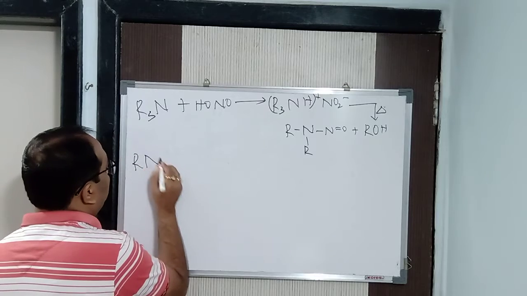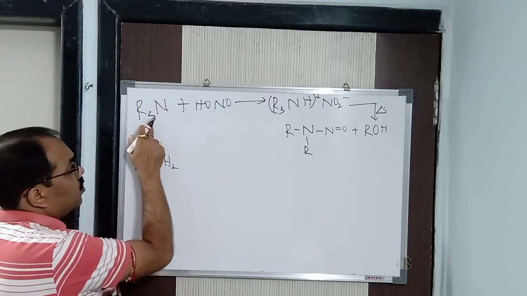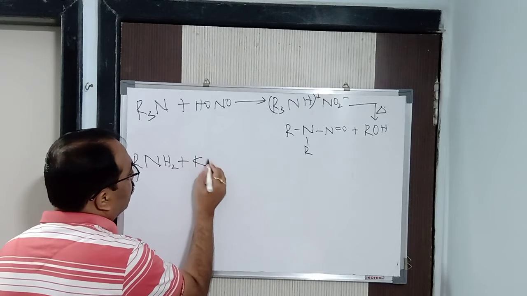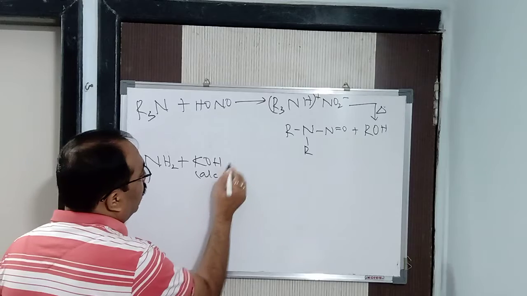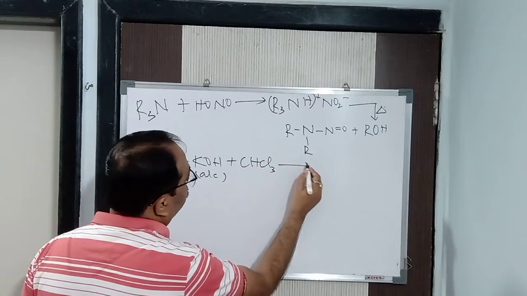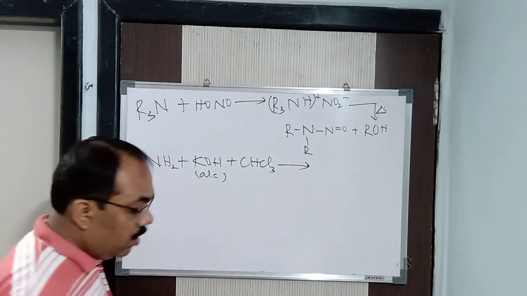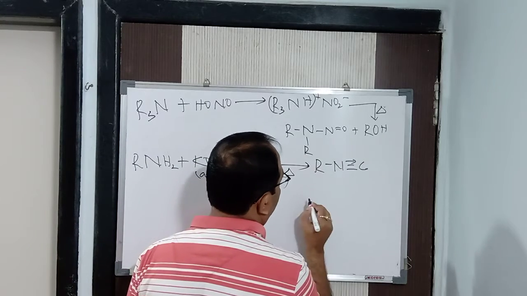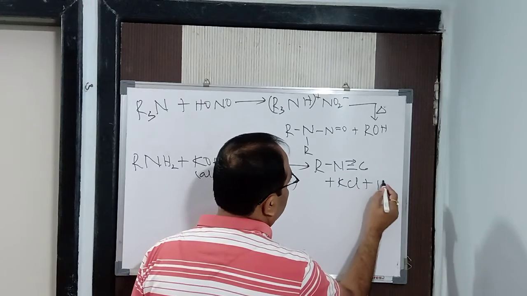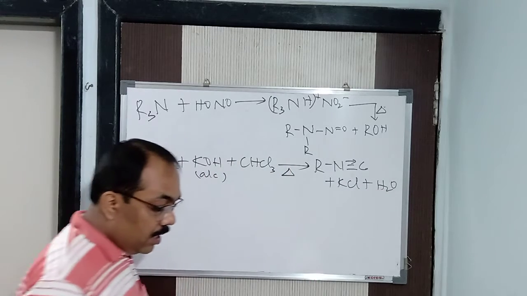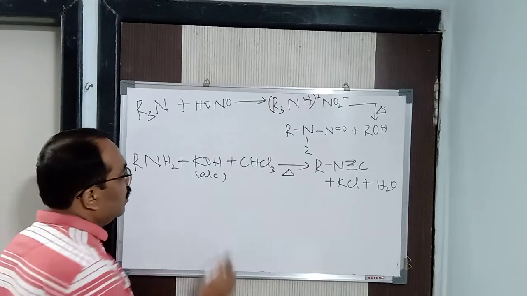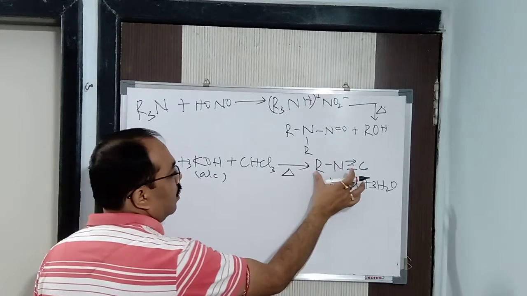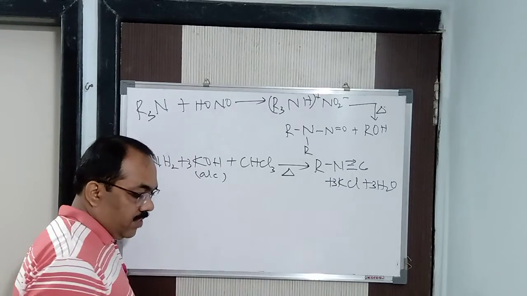That is RNH2. Again, it is a primary amine. This is a tertiary amine. Over. This is a primary amine, which will react with alcoholic KOH and CHCl3, chloroform. Got it? Upon heating, what you will be getting? You will be getting RNC, that is isocyanide, plus KCl plus water. So here it is 3 KOH because 3 Cl is there, and 3 water you will be getting. This is isocyanide, we got it.